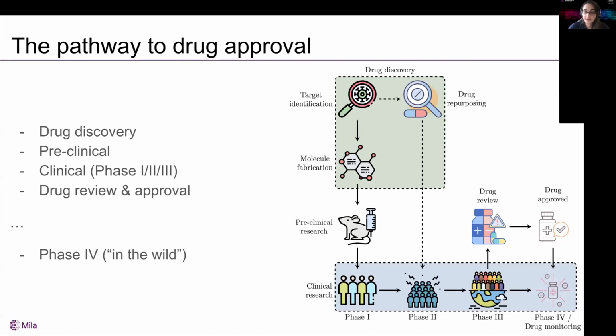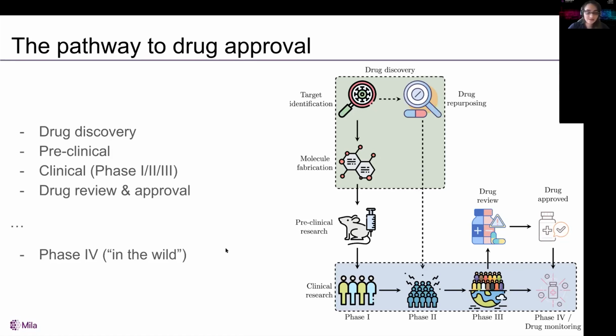And then after the preclinical research has been done, there's the clinical research, and this has multiple stages. For each stage, there are more and more people, more and more setups in which it's tested. And after it's been tested through these 3 phases, there's the drug review and approval part. So this is the filing, everything that needs to be filed, getting it approved. And this whole process tends to last somewhere around 10-15 years.